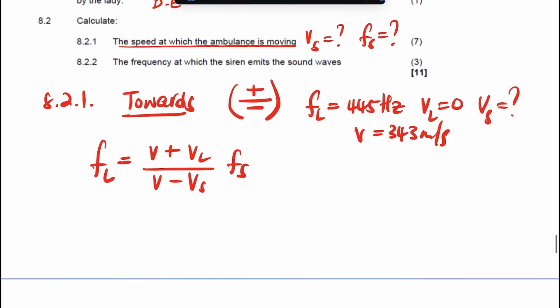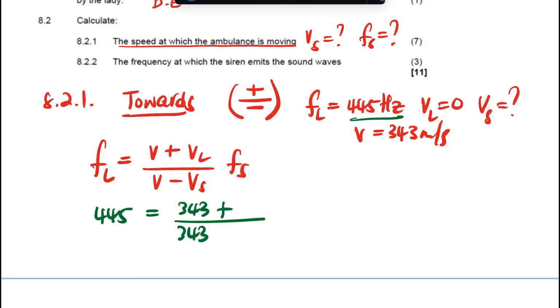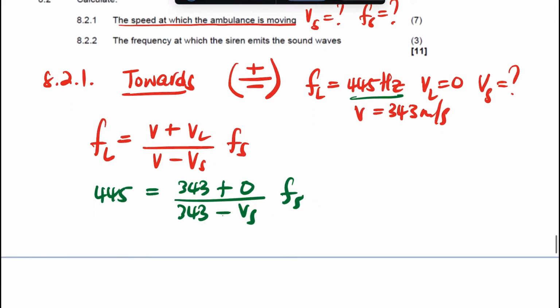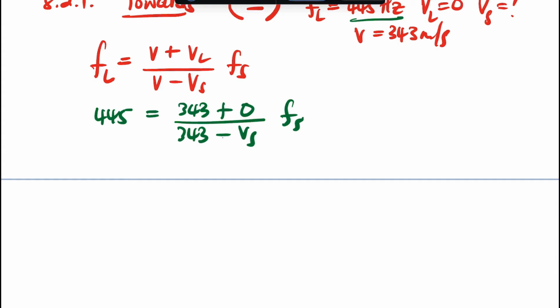Now we substitute. The frequency of the listener, 445, is equal to 343 plus the velocity of the listener, which is 0 because the lady was standing, over 343 minus vs. We have another unknown here. If you see, we have two unknowns, so we cannot solve it with one equation. We have to use two equations.